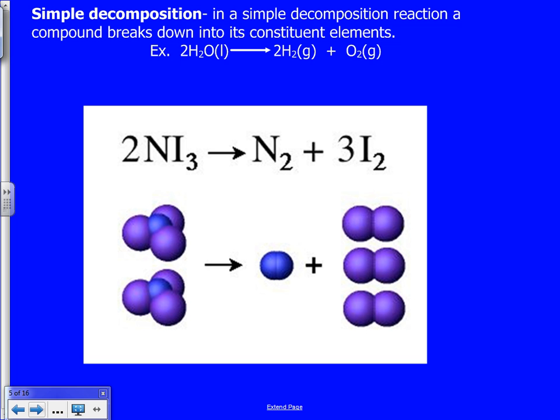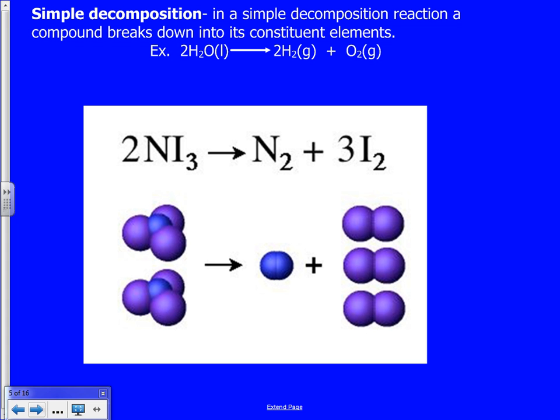The opposite of a synthesis reaction is a decomposition reaction. So in a decomposition reaction, we take a compound and we break it down into its elements. So a decomposition reaction has only one reactant, because that reactant is going to decompose, or break down into smaller parts.